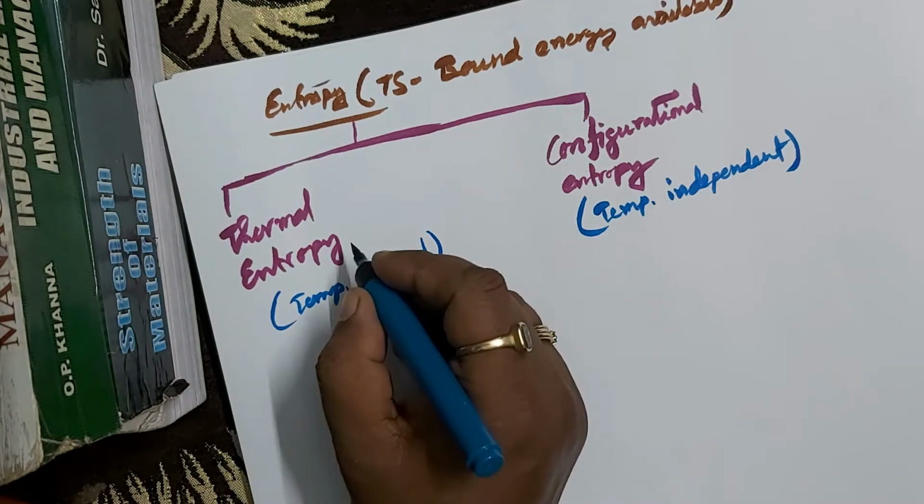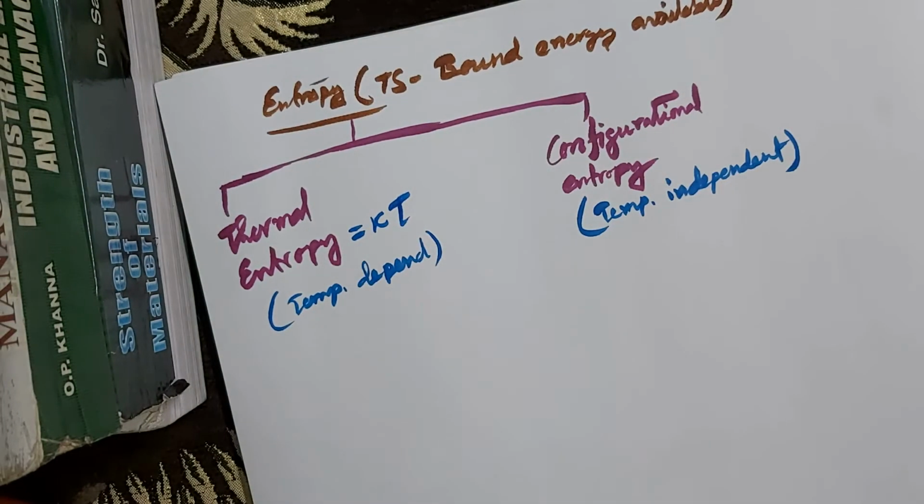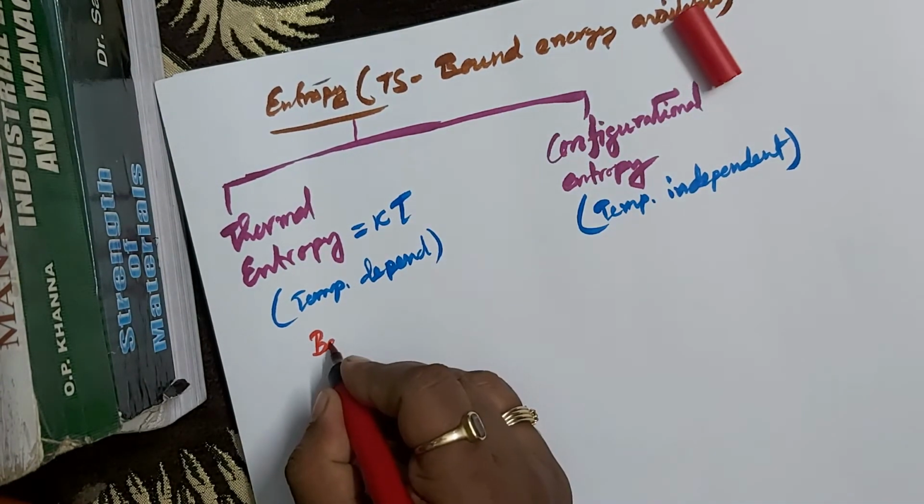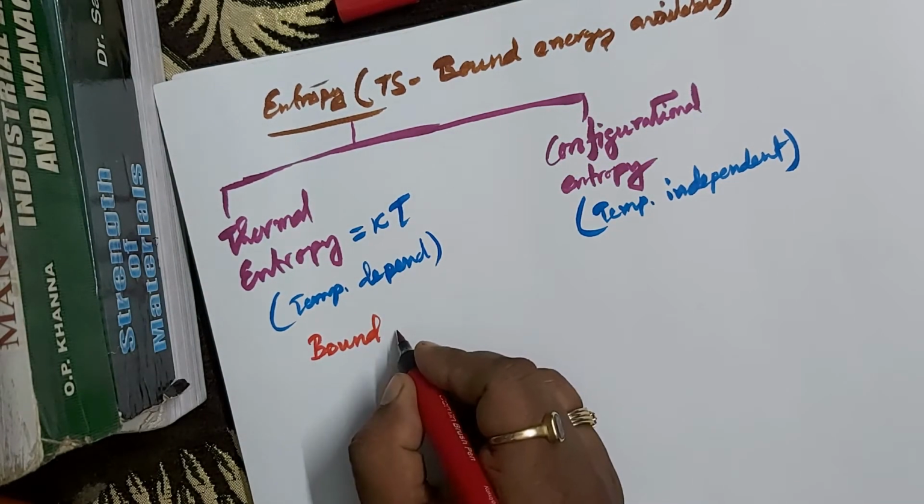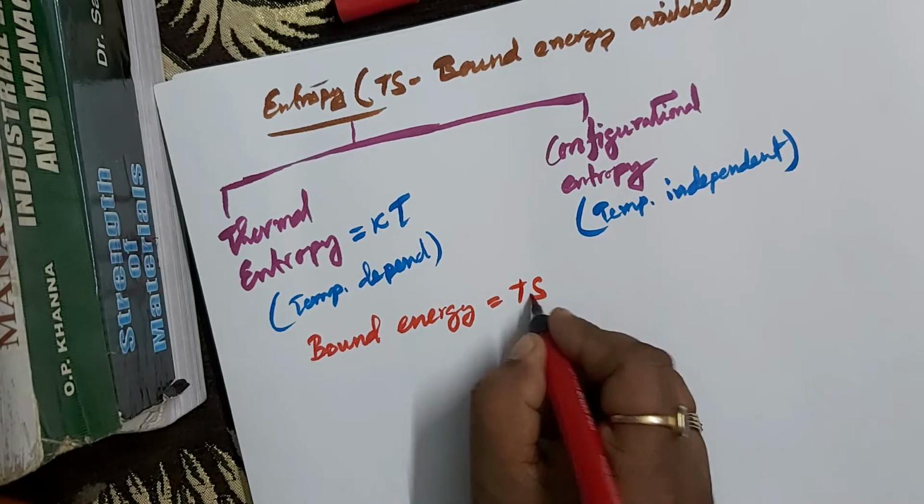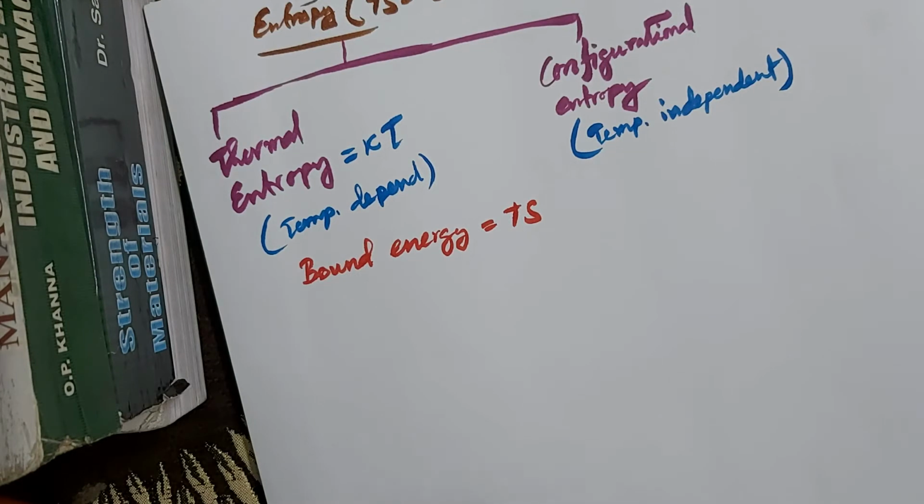So this thermal entropy is equal to kT. Thermal entropy is equal to kT. And here we know that bound energy is equal to temperature into entropy. Temperature Ts, temperature into entropy.